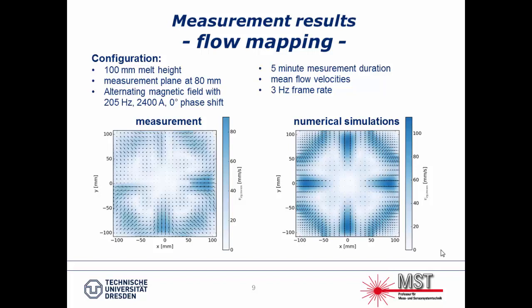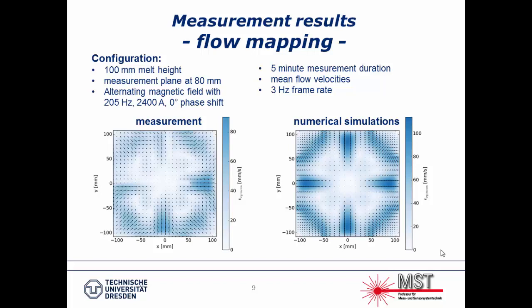Just another example of how the flow can look like. It's a mean flow again on the left side, for another alternating magnetic field where we changed the frequency. Before, we had a frequency for the magnetic field of 50 Hertz. Now it's 205 Hertz.